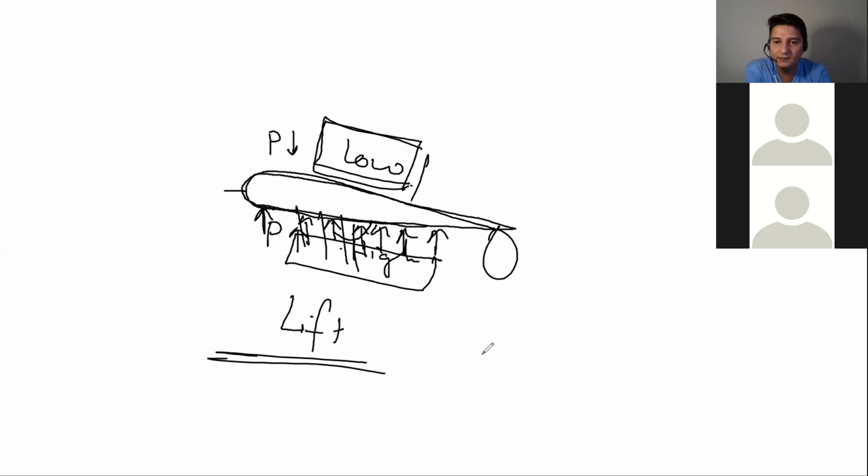This is the basic explanation for how lift is generated. Have you understood, everybody? Yes, sir. Any questions? No questions.